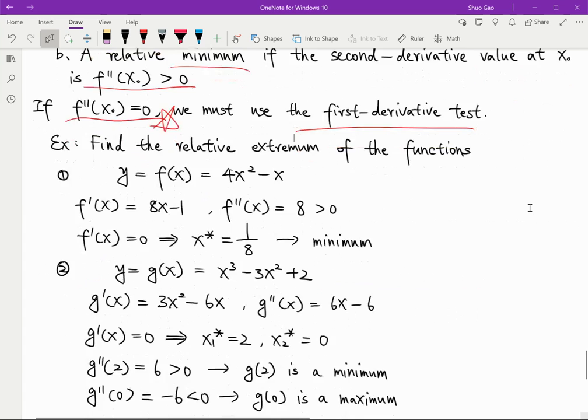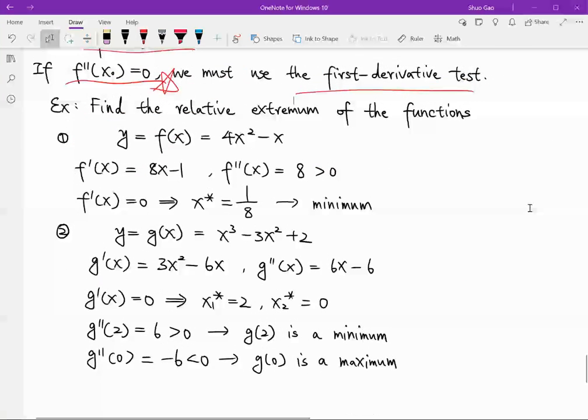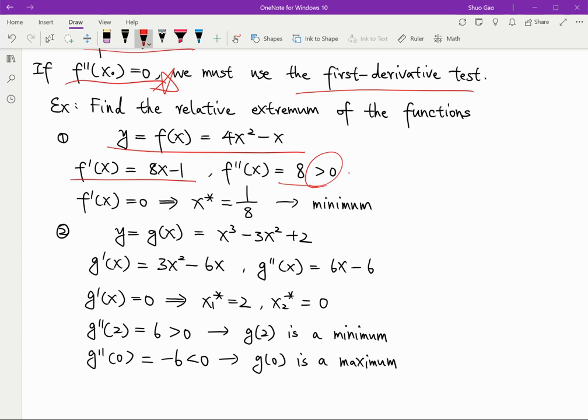Okay, so let's see 2 examples. Find the relative extreme of the functions. So the first one, we have this quadratic function. The first step is to find the first and the second derivative, right? The first derivative is 8x minus 1, and the second derivative is a constant number, 8, which is positive, right?